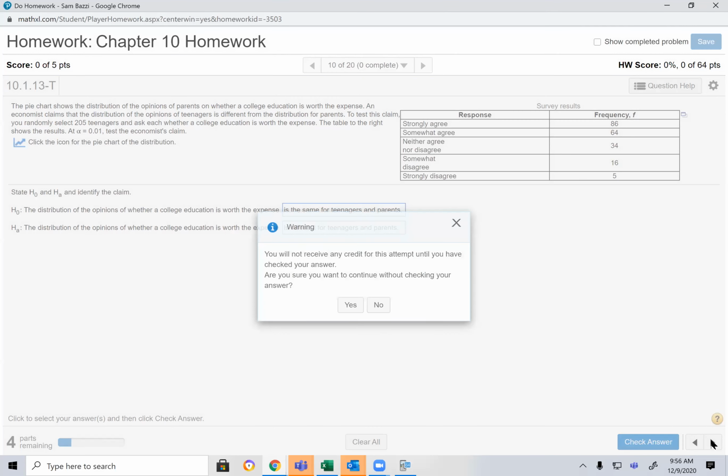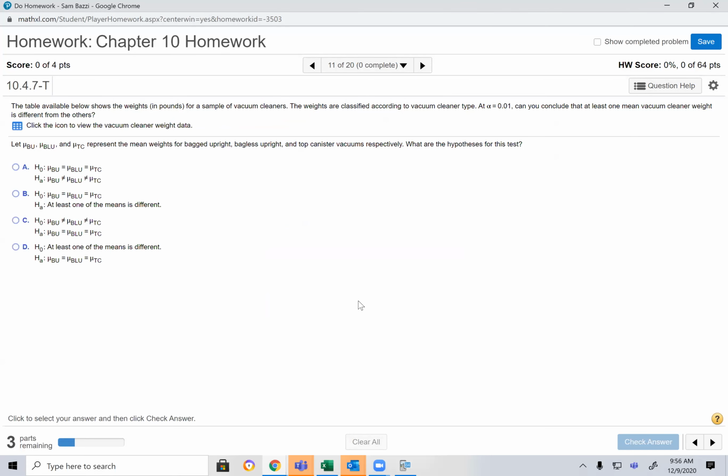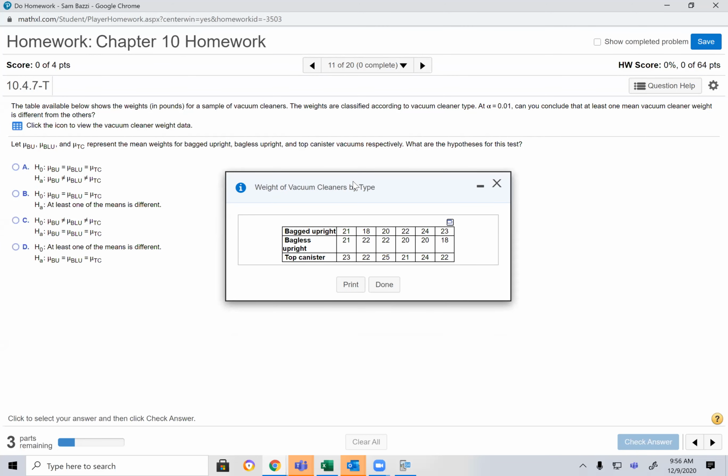Just gonna go to one question now from section 4, and then we'll go to the new section. Okay, this is a question from section 10.4. The table available below shows the weights in pounds for a sample of vacuum cleaners. The weights are classified according to the vacuum cleaner type. At alpha equal 1%, can you conclude that at least one mean vacuum cleaner weight is different from the others?